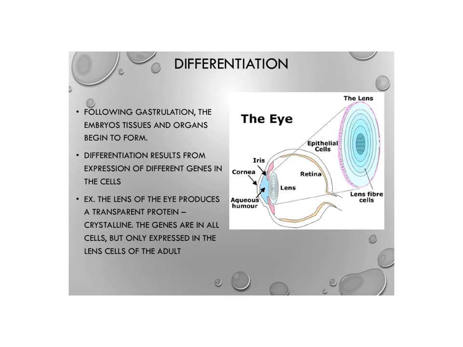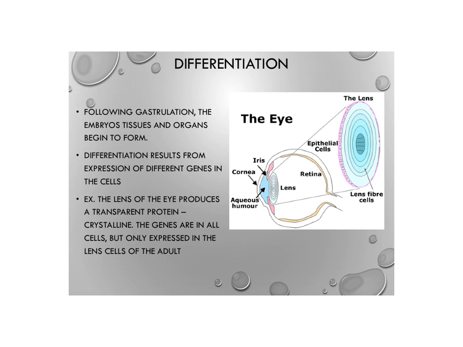Following gastrulation, we have a process called differentiation that occurs, and during this time, the embryo's tissues and organs form, and they begin to differentiate and become the different tissues and organs they're going to be. This is due to expression of different genes in the cells. For instance, the lens of the eye, shown here, produces a special protein called crystallin. Crystallin, it looks like I spelled that wrong, there's no E on the end. Crystallin is a protein that's transparent. So it's very, very unusual. It's only expressed here in the lens of the eye.